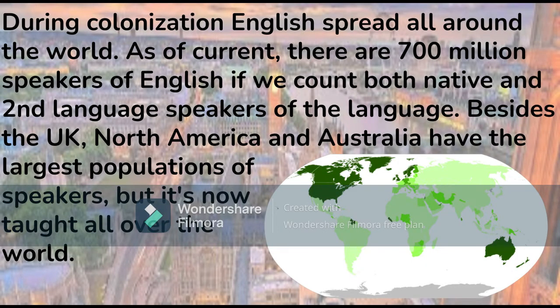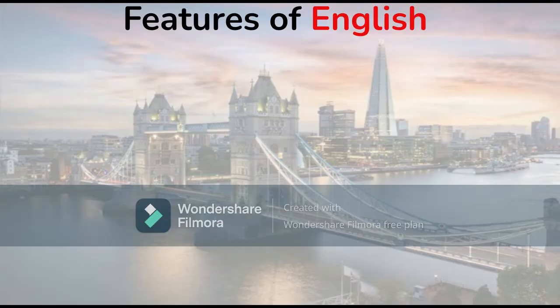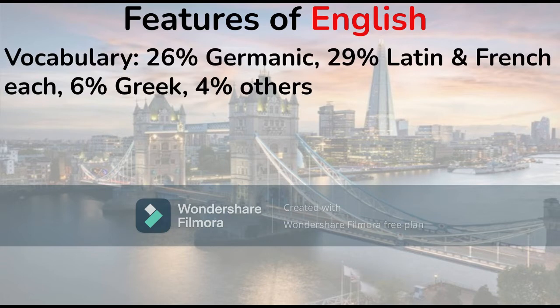As of current, there are 700 million speakers of English, if we count both native and second language speakers of the language. Besides the UK, North America and Australia have the largest populations of speakers, but it's now taught all over the world because of the US's involvement in World War II and English spreading across the world. Here's a few features of English that many speakers might not really think about. Vocabulary. As stated before, 26% of English is Germanic, while 29% is from Latin and French, respectively, while 6% comes from Greek and another 4% comes from others.